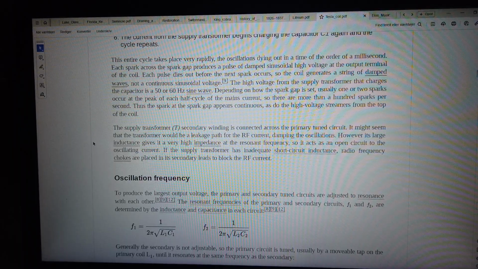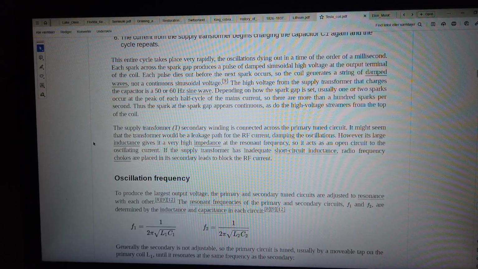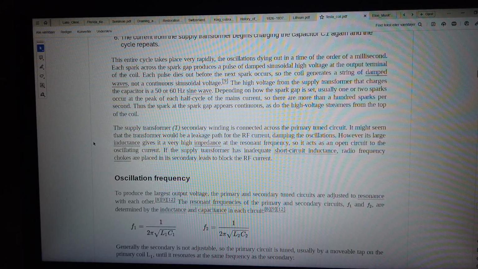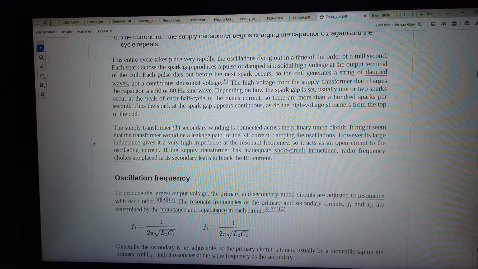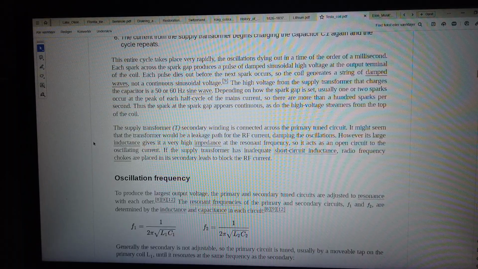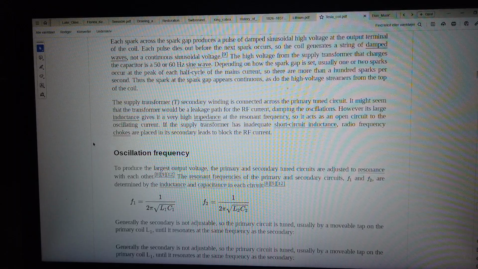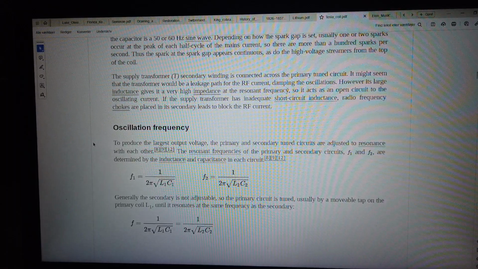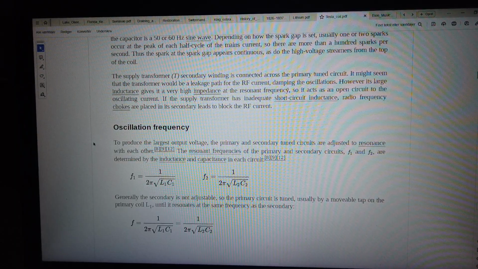Oscillation frequency. To produce the largest output voltage, the primary and secondary tuned circuits are adjusted to resonance with each other. The resonant frequencies of the primary and secondary circuits are determined by the inductance and capacitance in each circuit. Generally the secondary is not adjustable, so the primary circuit is tuned, usually by a movable tap on the primary coil L1, until it resonates at the same frequency as the secondary.